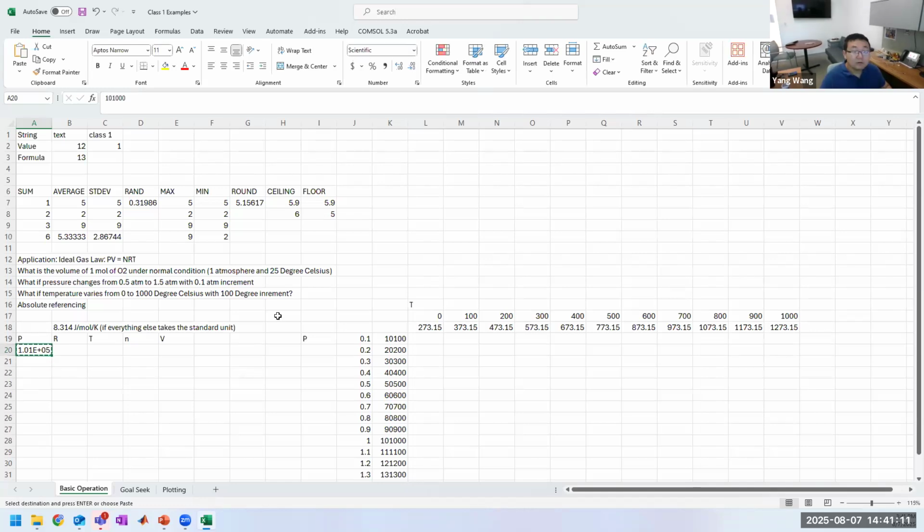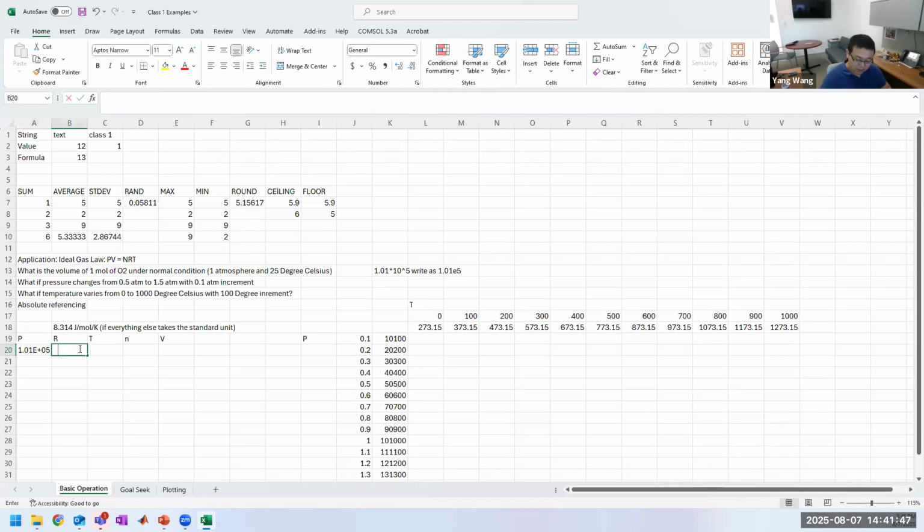So if I just write it out again, it's 1.01 multiplied by 10 to the 5th. If you want to show that, you will use 1.01 e5. Okay, you should write it as 1.01 e5. So now you're putting the standard pressure, or the normal condition pressure, right?